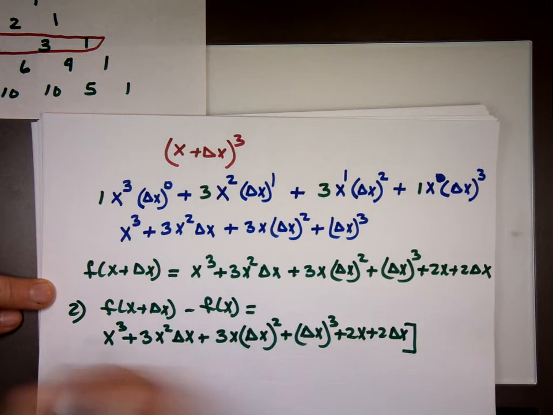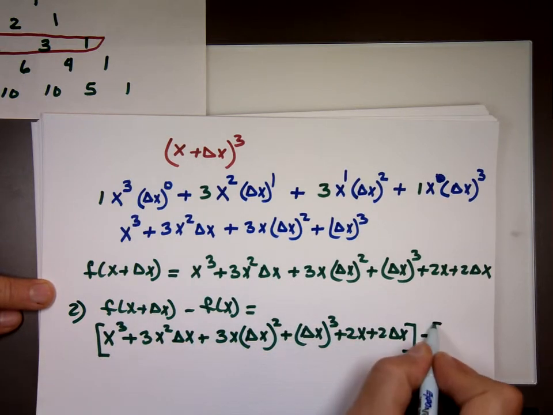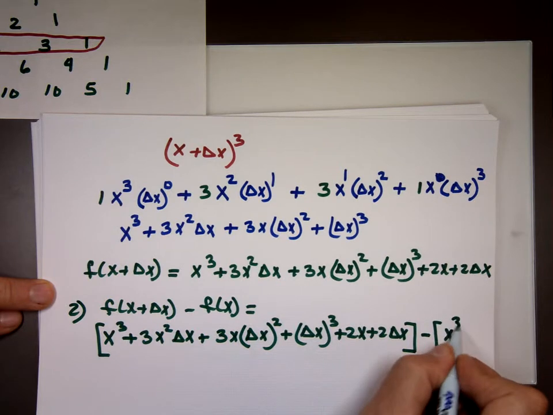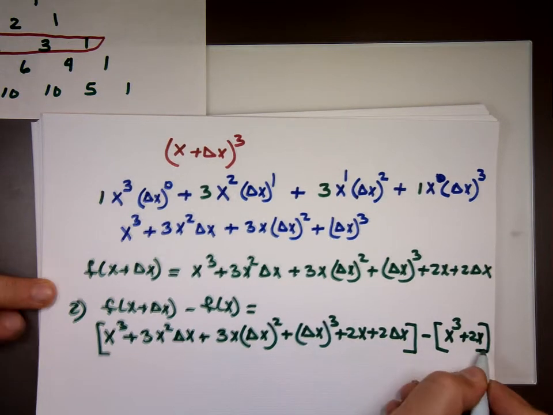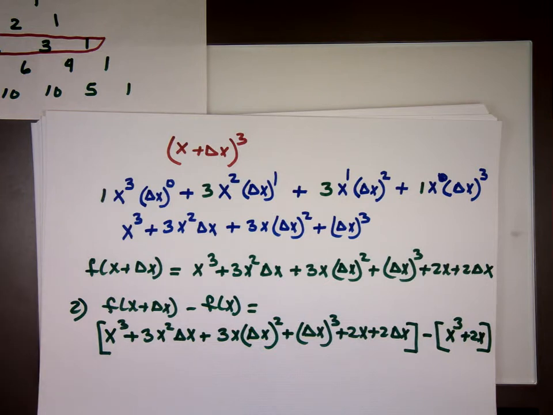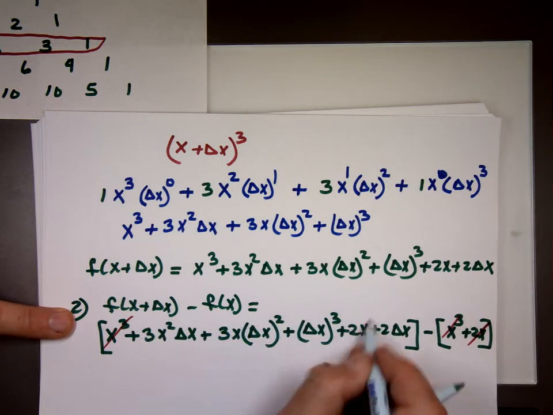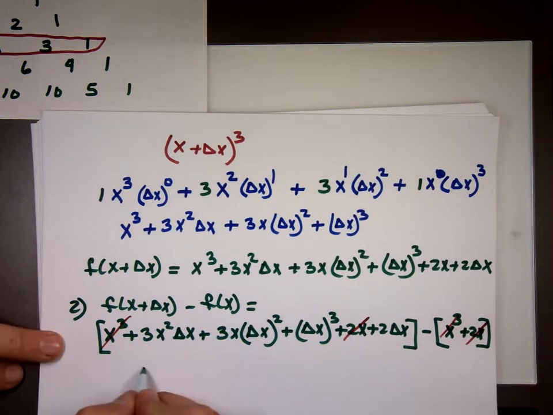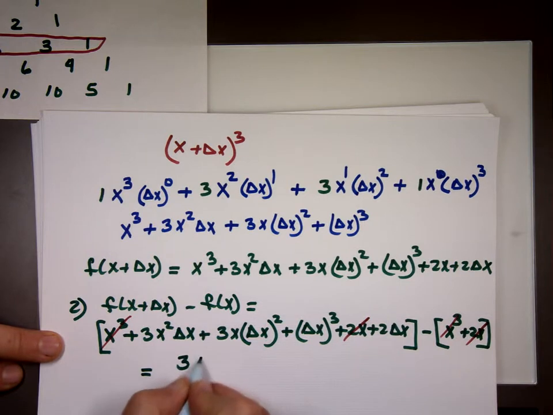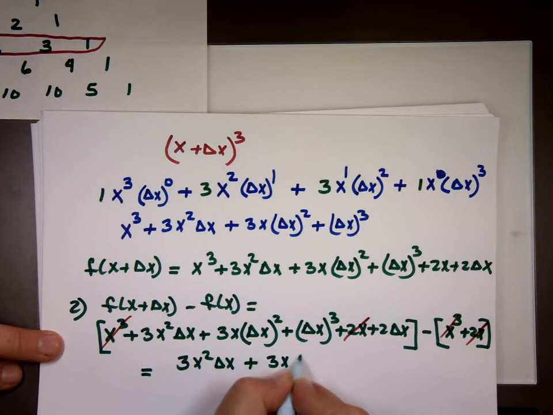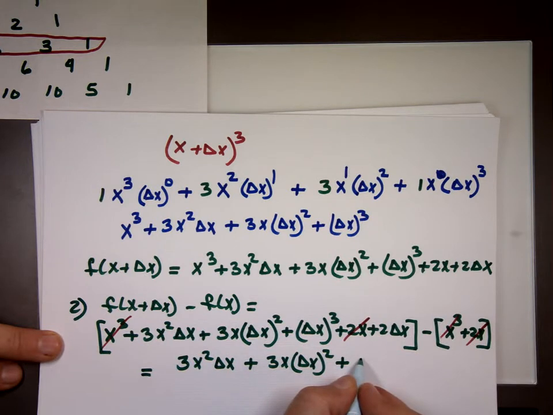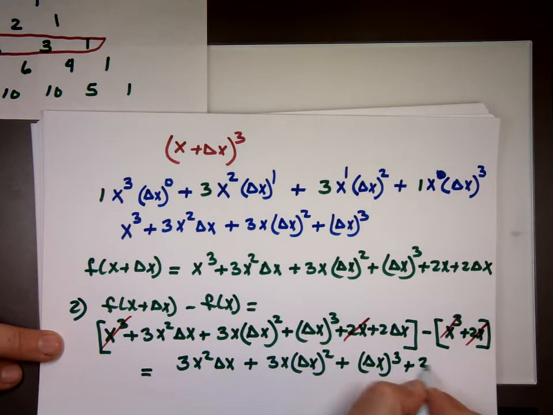That's the first part. Subtract from it f of x, which is what? x cubed plus 2x. So we lost the x cubed. We lost the 2x. So the result of step number 2 is what? 3x squared delta x plus 3x delta x squared plus delta x cubed plus 2 delta x.